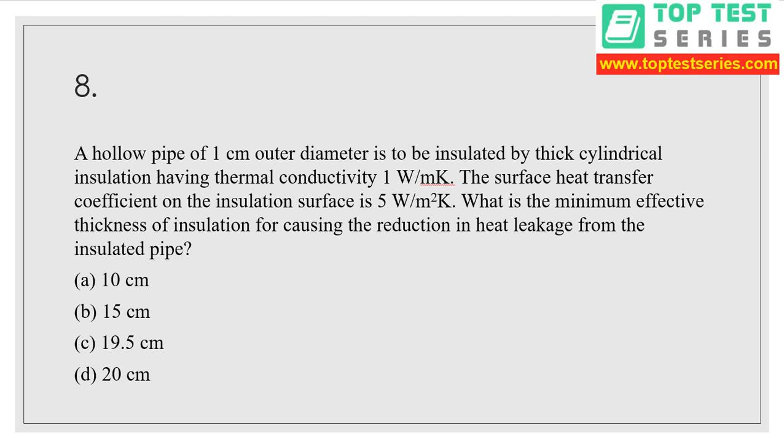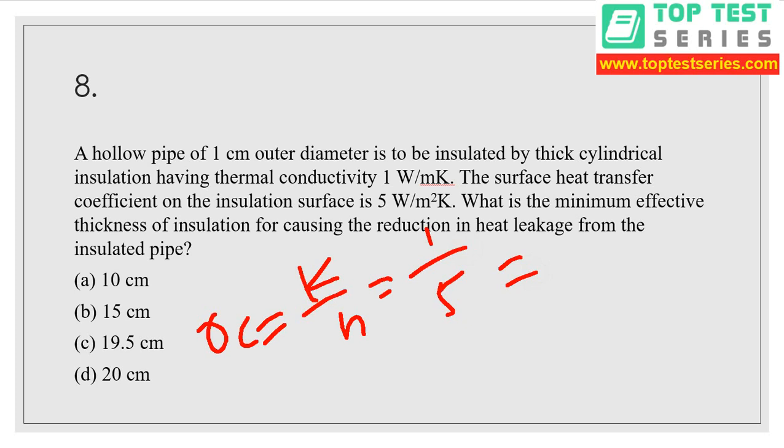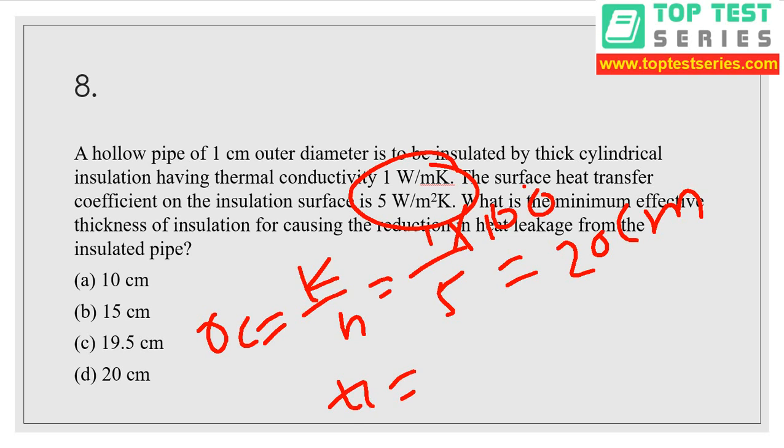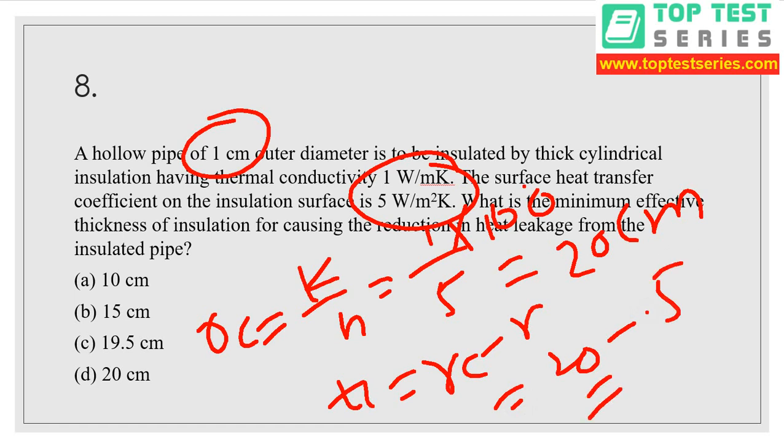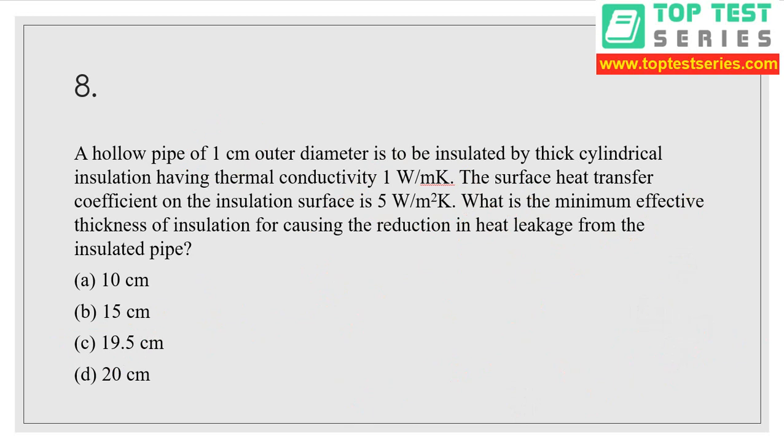So guys, once again we have to find out first what? Critical radius. RC is equal to what? K by H. What is the value of K, my dear? That is 1. H is 5. So it is given in centimeter, right? We have to multiply this with 100 to convert it into centimeter because we have given both the data in meter. So this will be what? 20 centimeter. Now we have to find out critical thickness of insulation, that is RC minus R. RC is 20, R 1 by 2.5. So it is 19.5 centimeter. Therefore option C is the correct answer for this question.